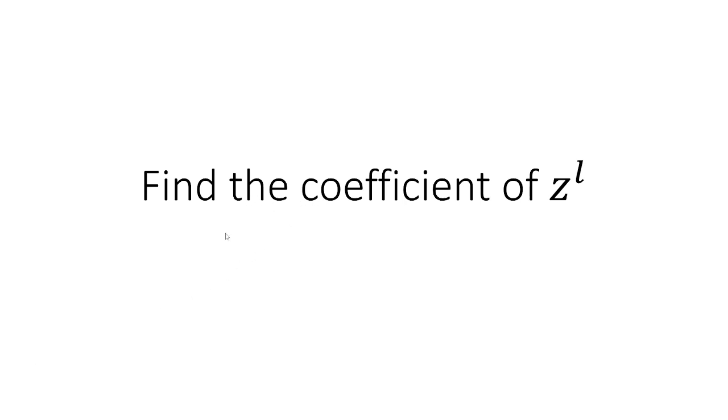We want to find the coefficient of z raised to the power L. So we're going to do this by using the binomial theorem. Our first example is the cube root of z plus the sixth root of z, raised to the seventh power, and we're looking for the coefficient of z squared.